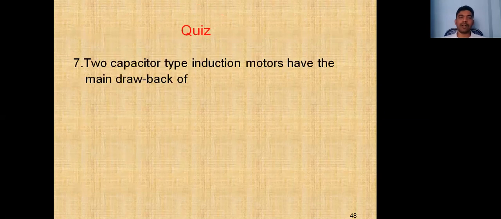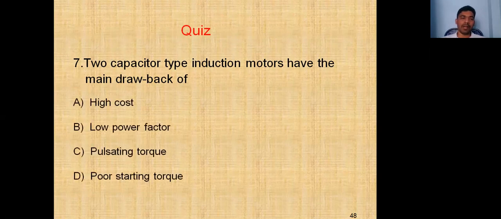Next, two capacitor type induction motor have the main drawback of option A high cost, option B low power factor, option C pulsating torque, option D poor starting torque. The answer is poor starting torque.